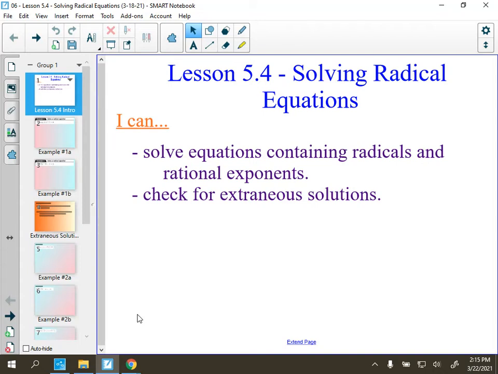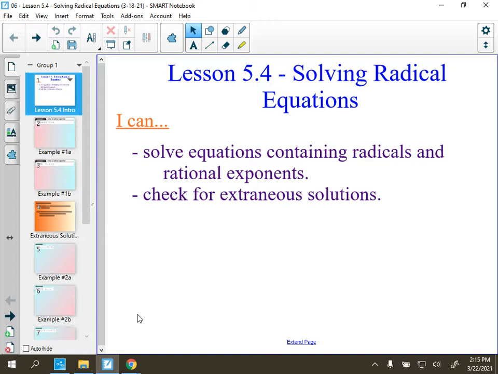Right, welcome to Lesson 5.4 Advanced Algebra Notes on Solving Radical Equations. We will jump in pretty much and get going. It's a good lesson. It's based on skills we should have learned and covered in previous courses.